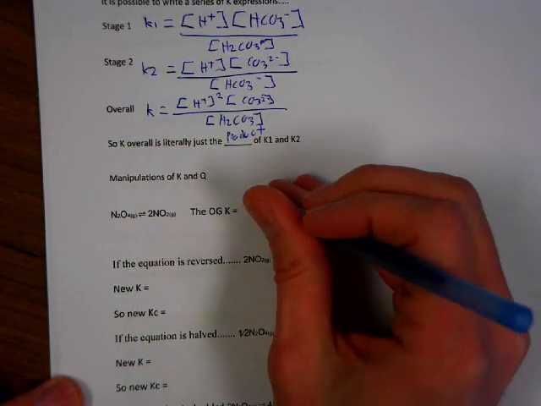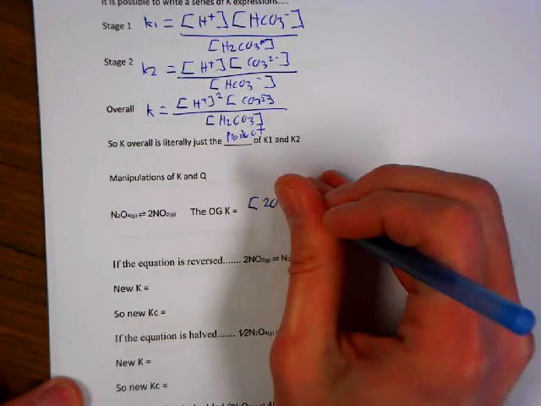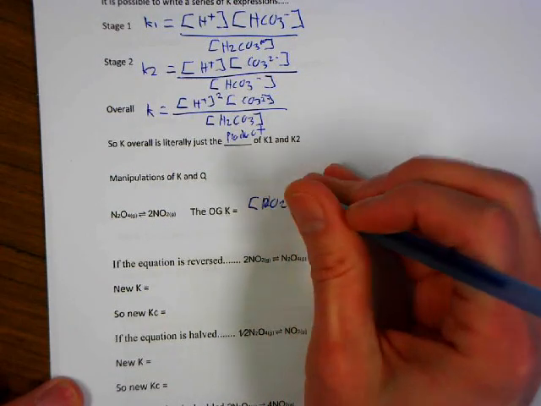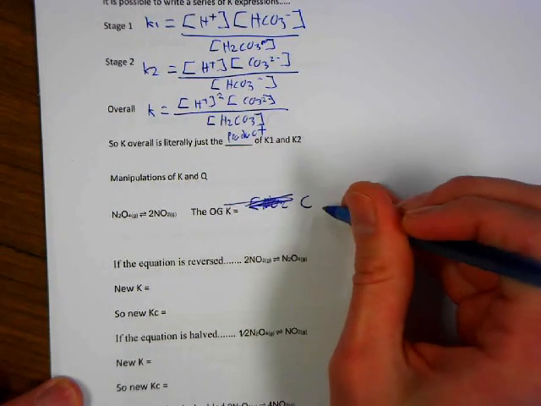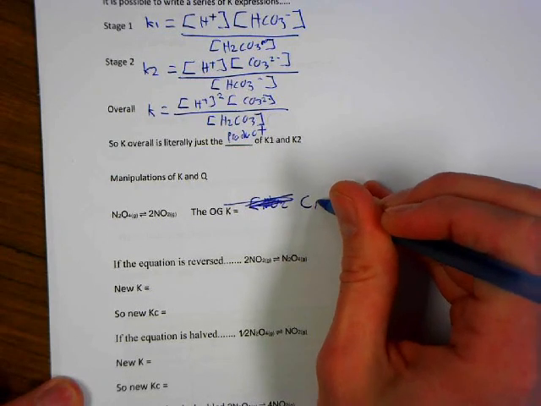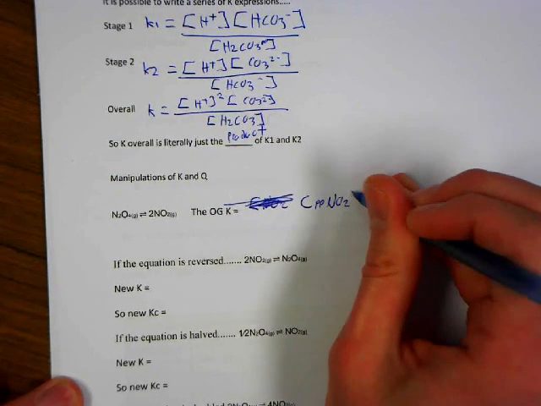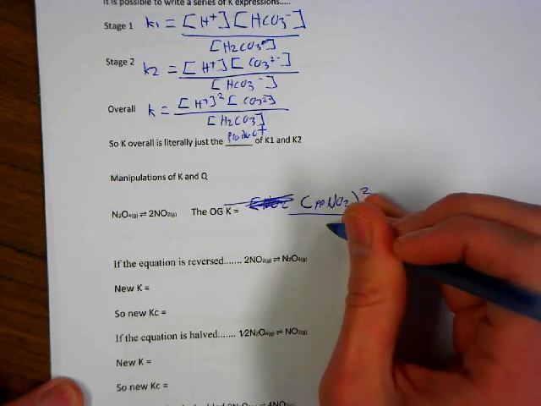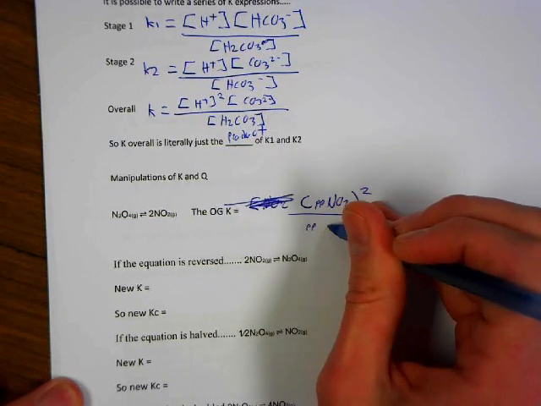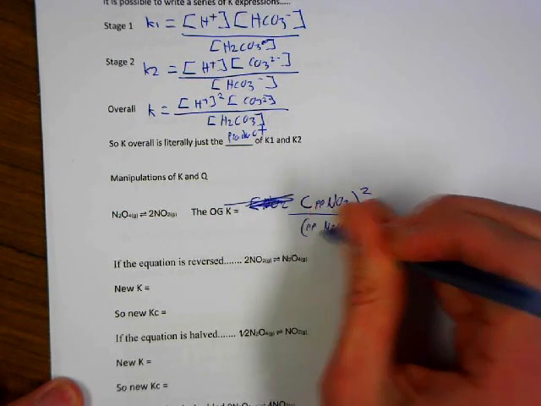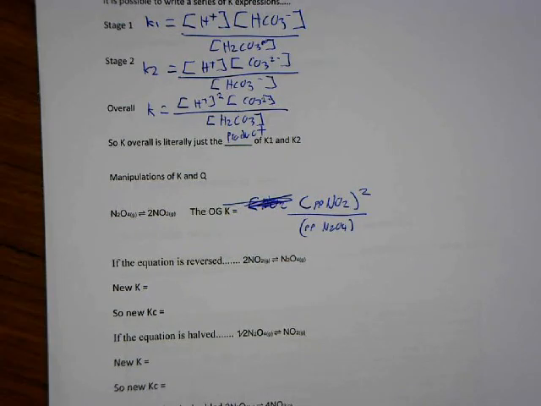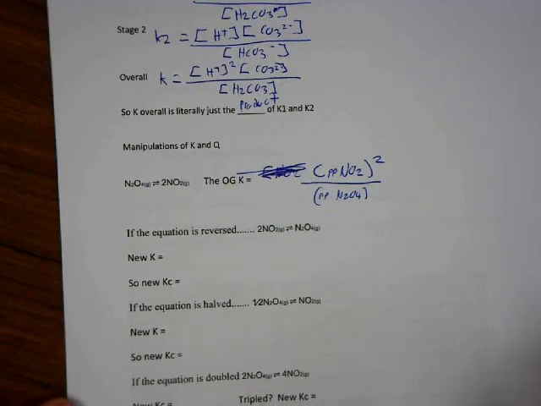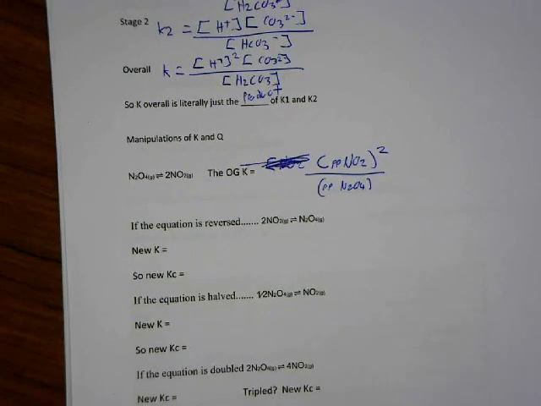So, manipulations of K and Q. Here we go. Let's write the original K, the OG K, for this expression. What would it be? NO2 squared over partial pressure of N2O4, because these are both gases.